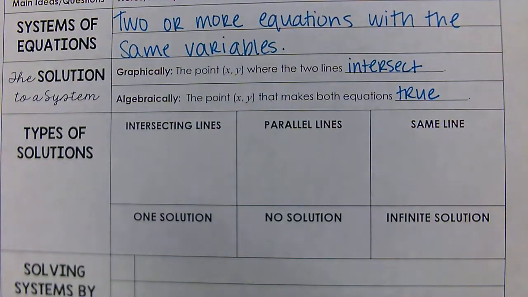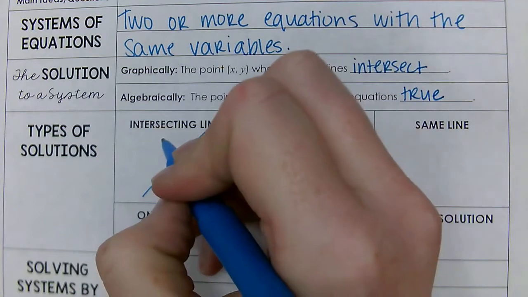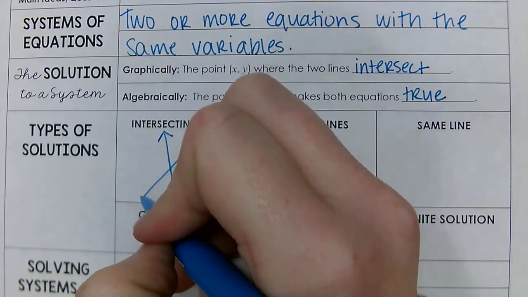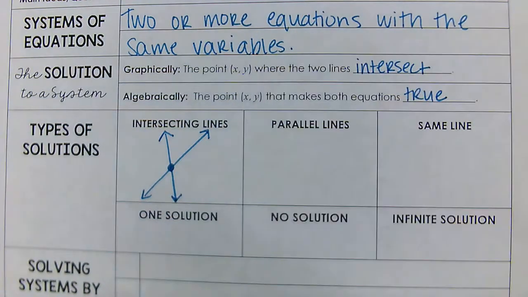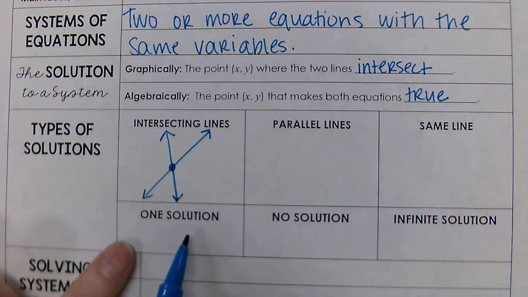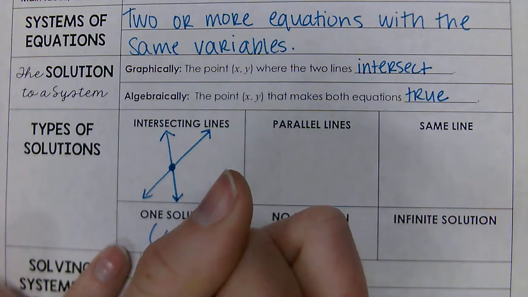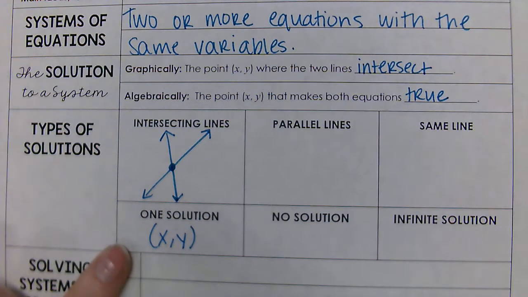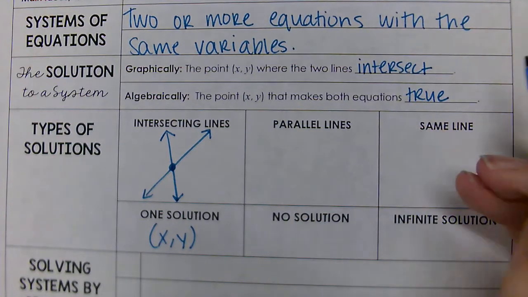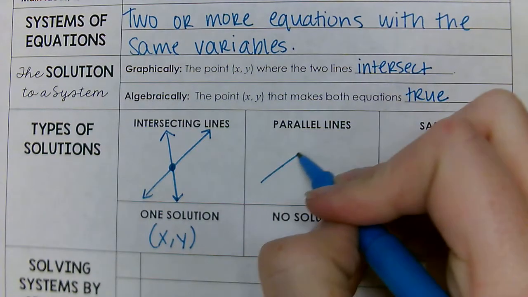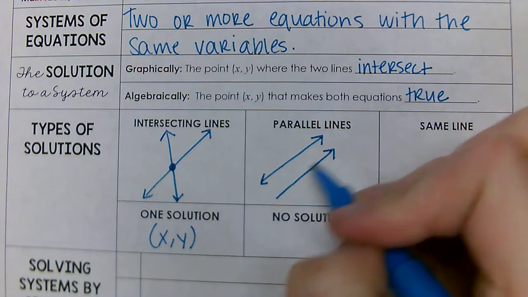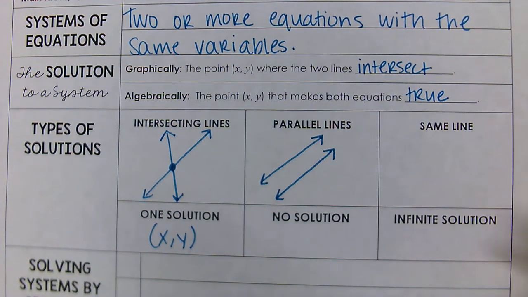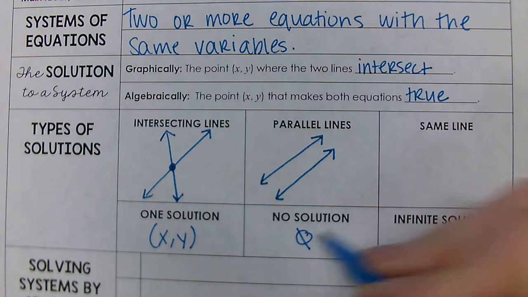So we have three different types of solutions. We have intersecting lines, which are lines that when graphed, they would intersect at one point. It's one solution. It would be an (x, y) ordered pair. Then we have parallel lines. Well, parallel lines will never intersect. They will never touch. So it's no solution. And it can be symbolized like that.